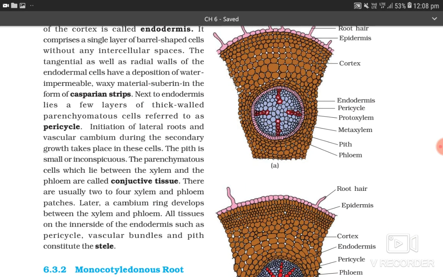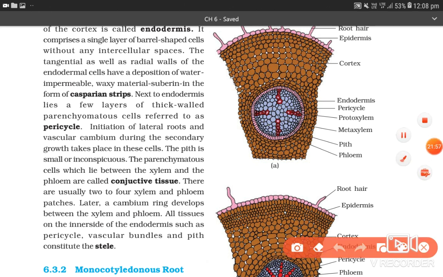Initiation of lateral roots and vascular cambium during the secondary growth takes place in these cells. The pith is small and inconspicuous. The parenchymatous cells which lie between xylem and phloem are called conjunctive tissue. There are usually 2 to 4 xylem and phloem patches. Later, a cambium ring develops between xylem and phloem. All tissue on the inner side of endodermis, such as pericycle, vascular bundle and pith, constitute the stele.